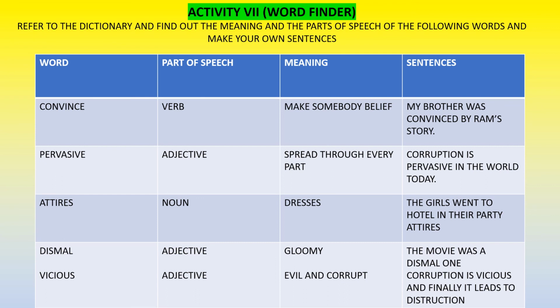That is all. Then vicious. Vicious is an adjective. Meaning is evil and corrupt. The sentence is: corruption is vicious, and finally it leads to destruction.